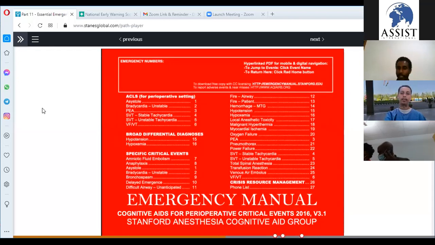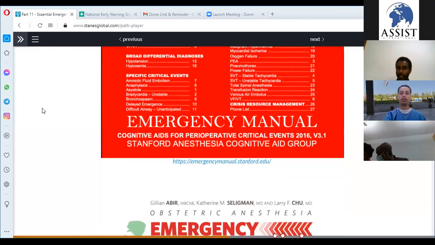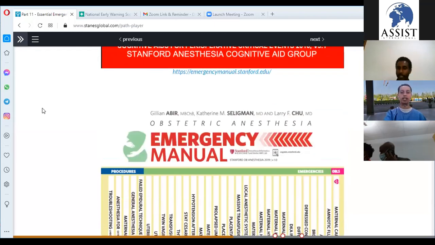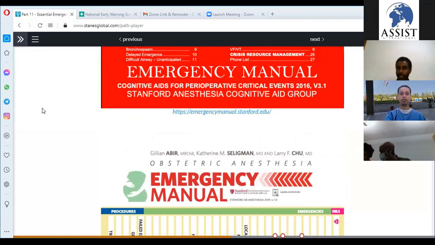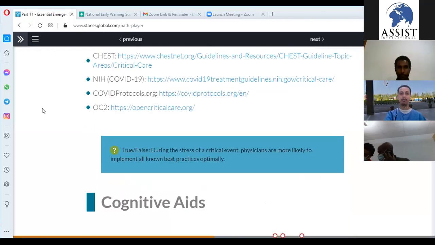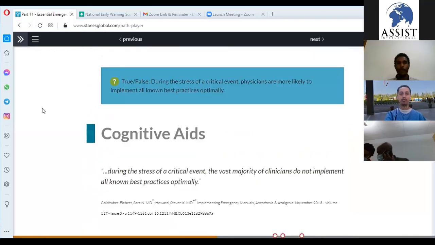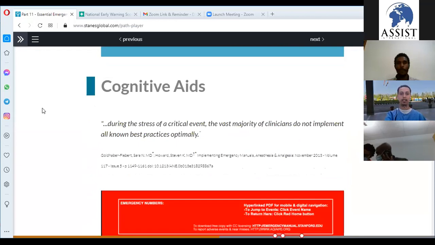So, Dr. Hussein, how is your experience with cognitive aids? Have you used them in emergency situations? How useful were they in your experience?